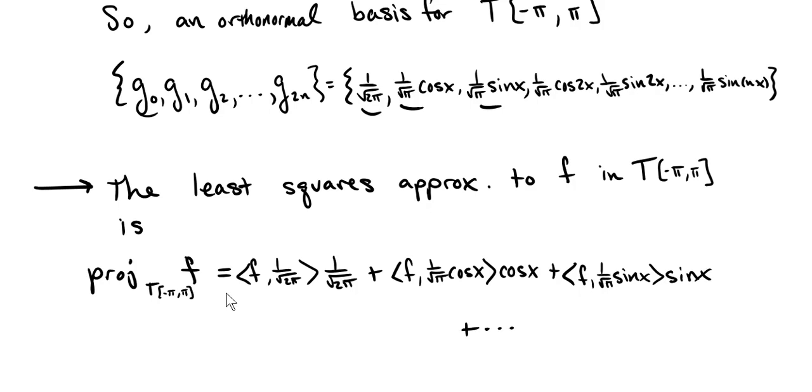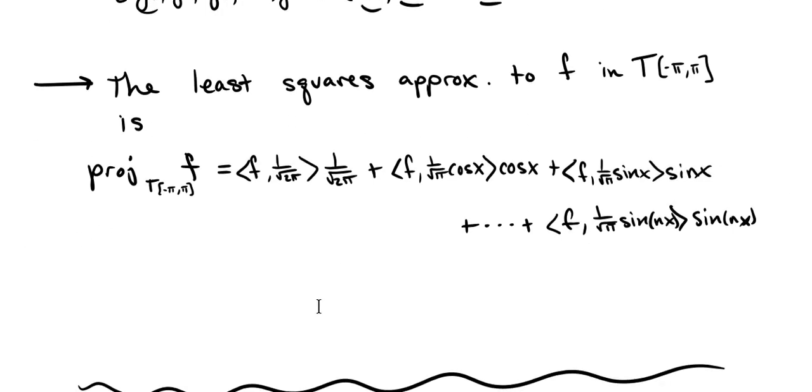All the way out till you get to the last of these basis vectors, f inner product with the last one, sine of nx. Right. So that's the general formula we're going to follow. This turns out not to be too bad, and in fact, let's just go a little further and see how we can write this. So this is how we're going to find this least squares approximation to f in T. This formula will give it to us.